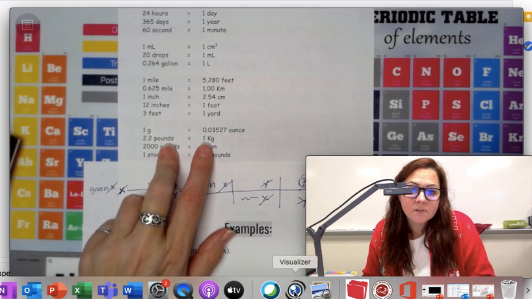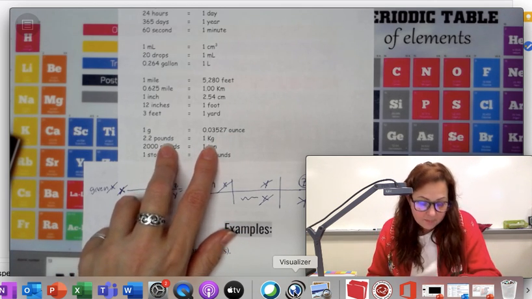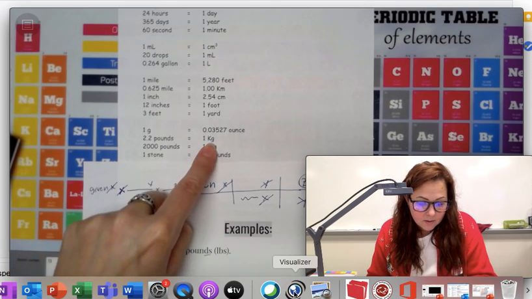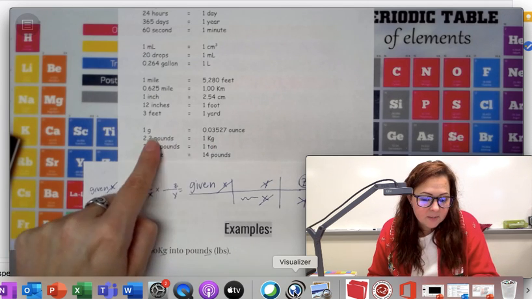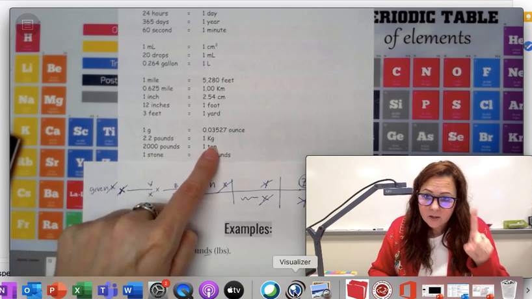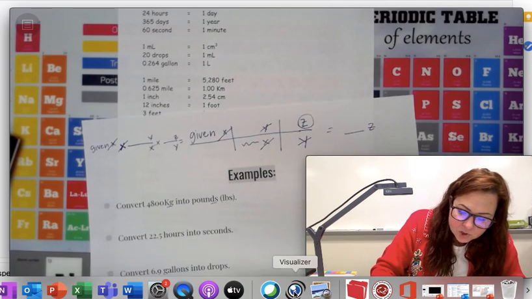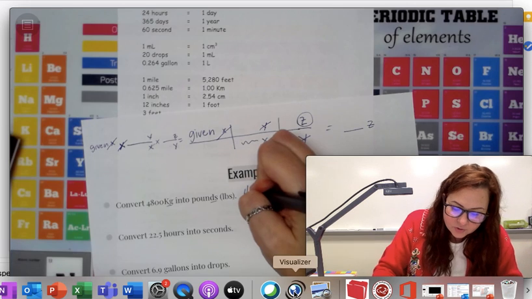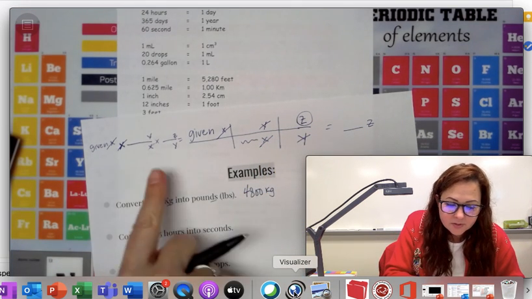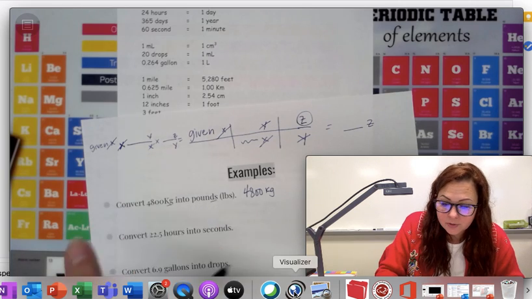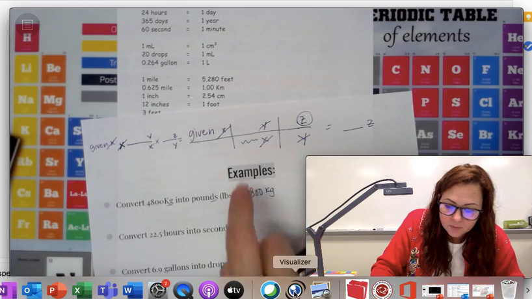Kilograms and pounds. This is a one-step process. I'm given kilograms, and it takes me to pounds. Because this is a one-step process, I only need one conversion factor. With this one, I'm going to start with my 4,800 kilograms. I'm going to do it like this first, and then I'm going to rewrite it to show you this method with the line all the way down.